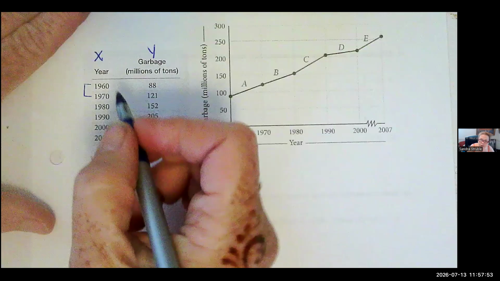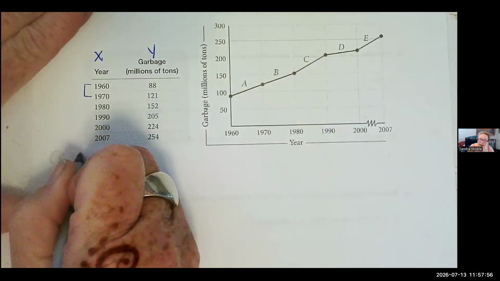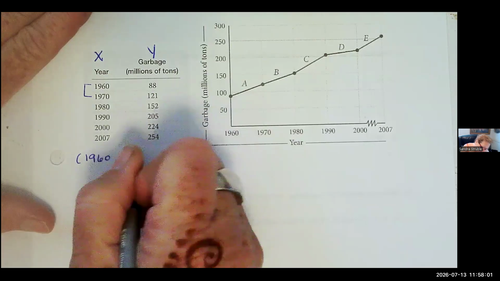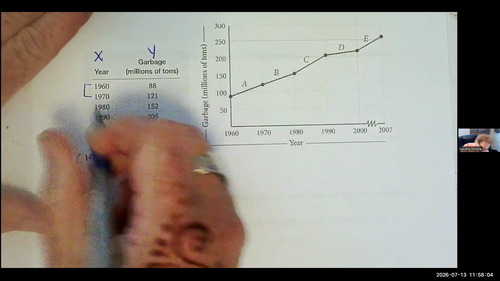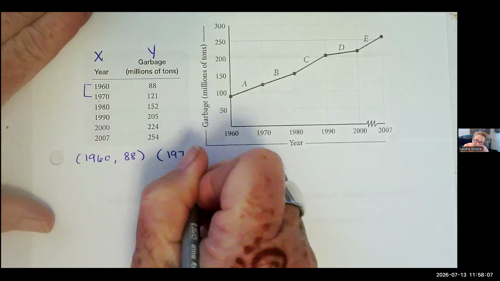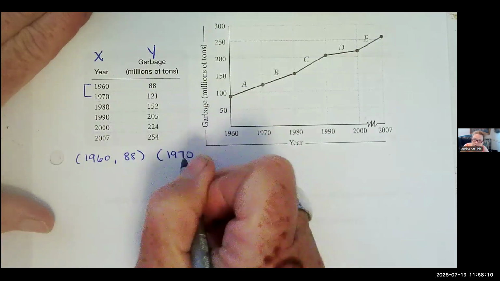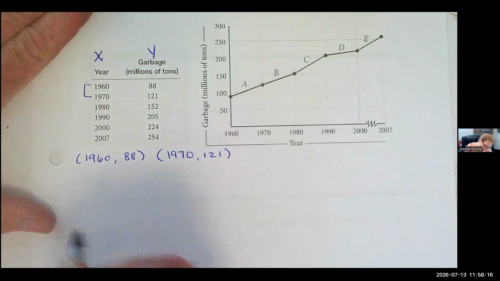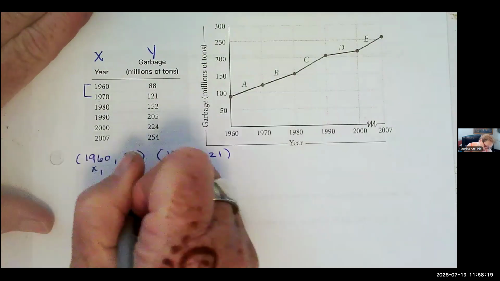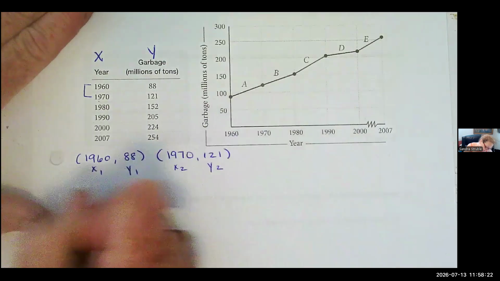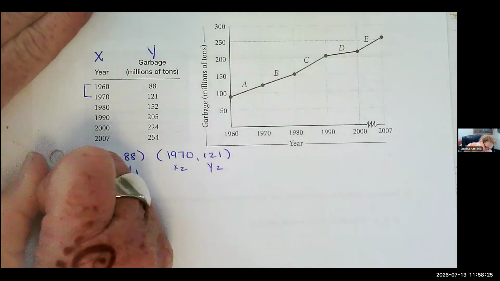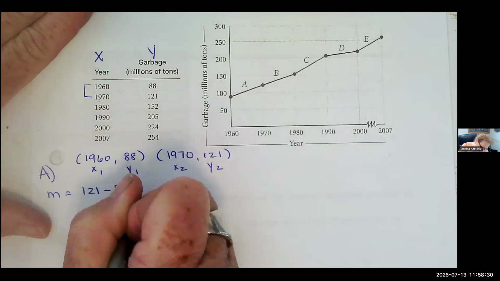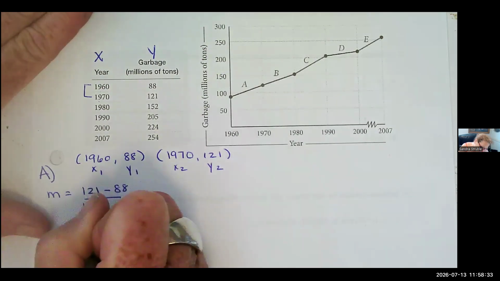I've got two points. One is from 1960, where it had 88 million tons of garbage. I'm just going to use 88. And then my second point is 1970. Again, the year has to be the X variable, and it had 121 for the Y. We need to label X1, Y1, X2, Y2, and then find your slope. This is for A. Y sub 2 is 121, minus Y sub 1 is 88, over X sub 2 is 1970, minus X sub 1 is 1960.